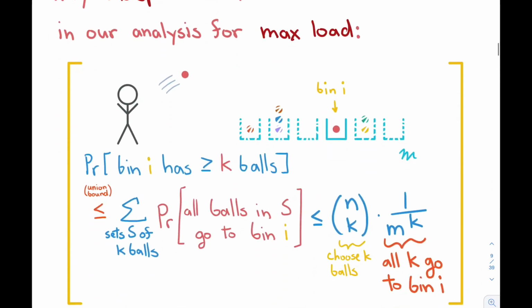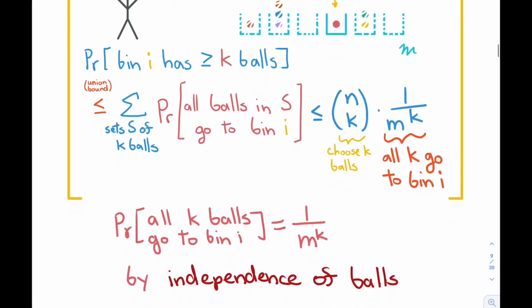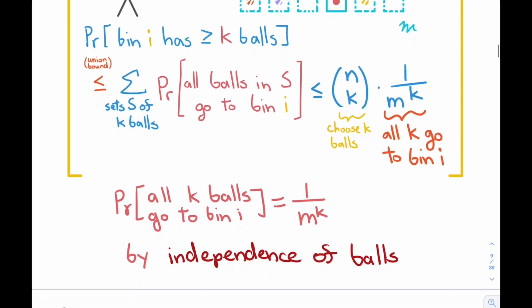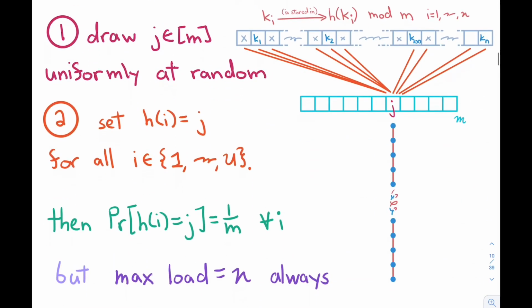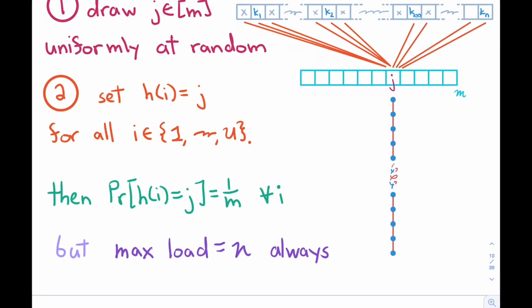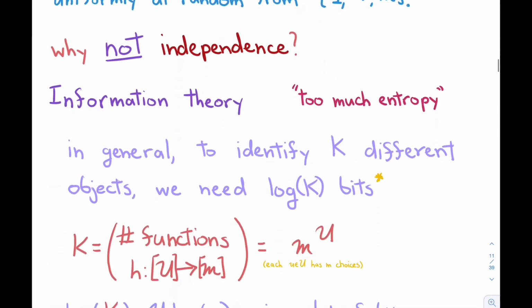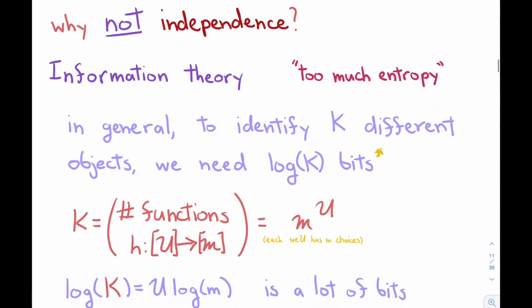In our max load analysis, total independence was used in particular to show that the probability of all of k balls going into a particular bin was 1 over m to the k. If you don't have perfect independence, it wasn't hard to come up with an example where each item can get sent to a certain hash slot uniformly at random, and yet the maximum load is always the worst case of n. That said, total independence was too much to ask for basic information theoretic reasons.